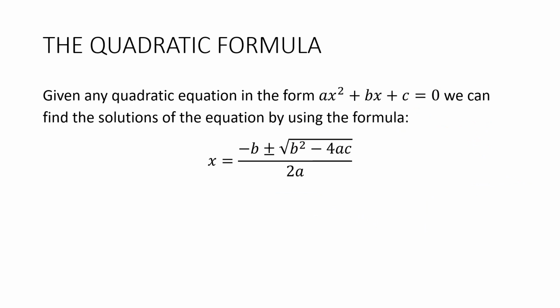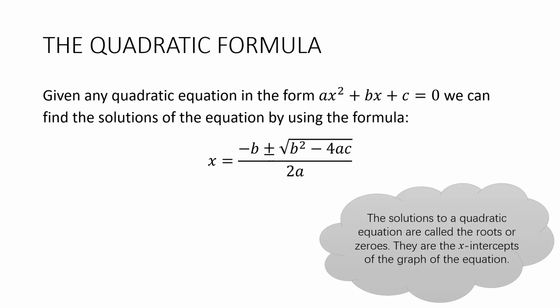So given any quadratic equation in the form ax squared plus bx plus c equals 0, we can find the solutions by using this formula. And this is whether it can be factorized or not. So x is going to be equal to negative b plus or minus the square root of b squared minus 4ac all over 2a.